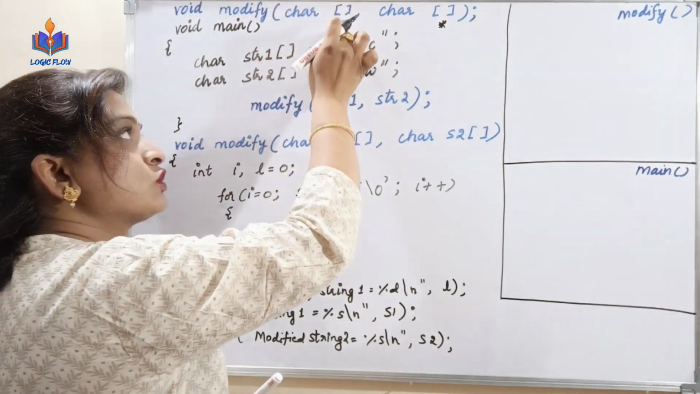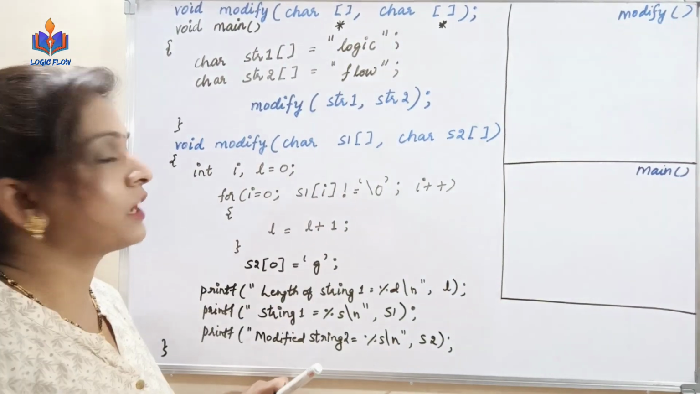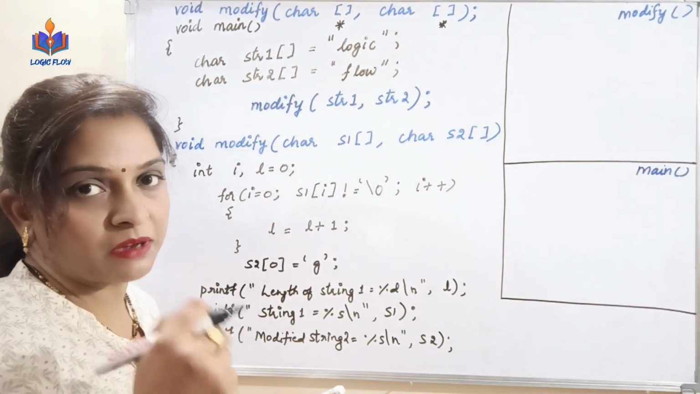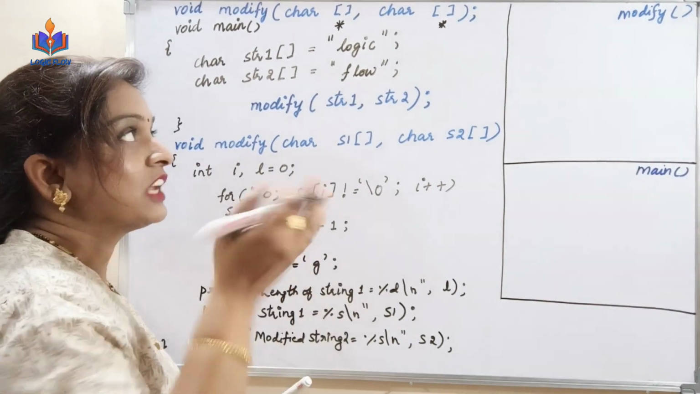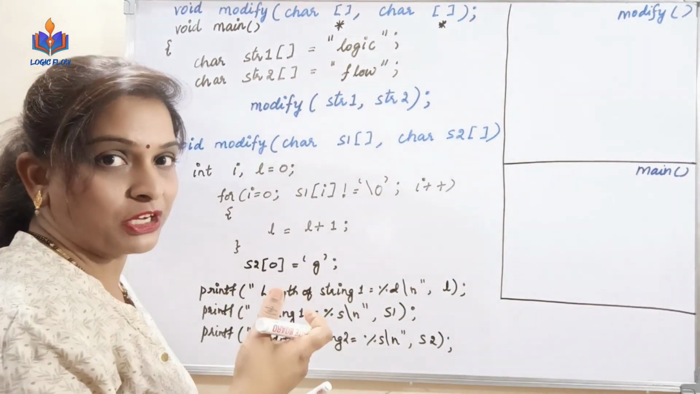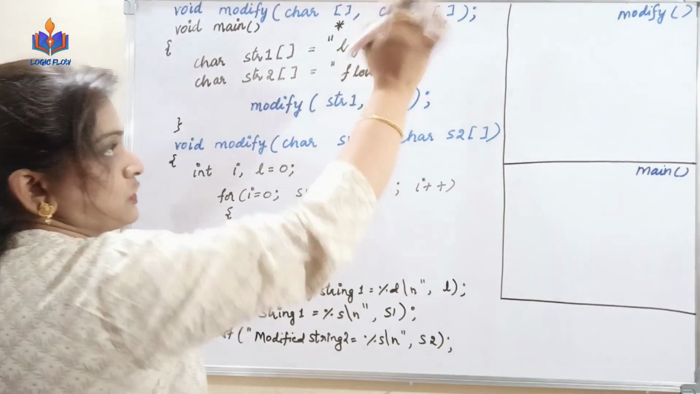So you can also have asterisk. Instead of writing the subscript like that, you can also write asterisk. We'll see that in the program. I'll change it and I'll tell you how it is going to work. So you can write asterisk also.